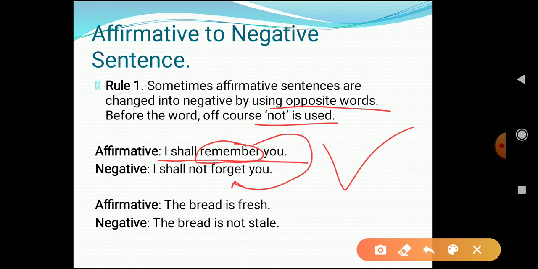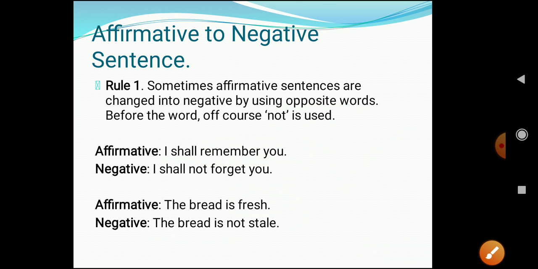Now let's see sentence 2. Sentence 2 says, the bread is fresh. So over here we have to use the opposite of the word fresh. And what is the opposite of the word fresh? It is stale. And with that we have to use not. So our new negative sentence will be, the bread is not stale. I hope this is clear to everyone.